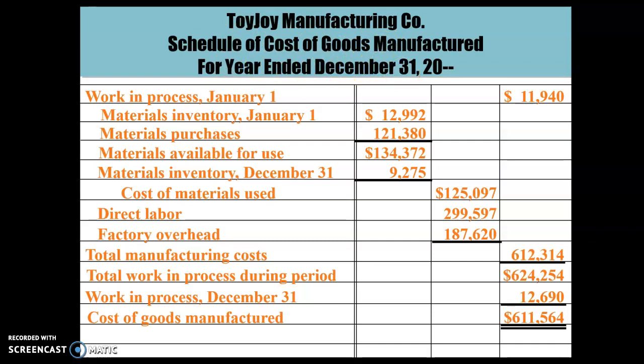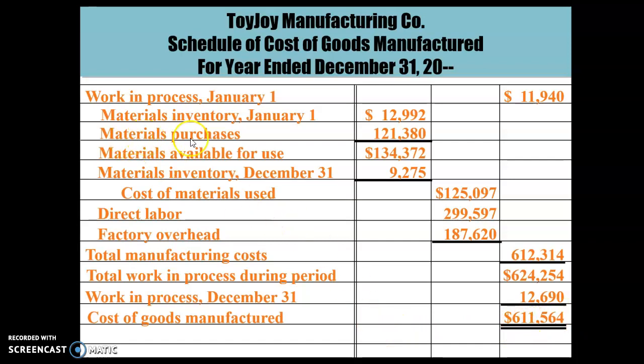Now, the schedule of cost of goods manufactured goes through the work in process account. It's the beginning work in process plus what went into the work in process, what got debited to the work in process, which is direct materials, direct labor, and the applied overhead. And so those things that went into the account are added to the beginning balance of the account. Then we subtract the ending work in process balance, and we get our cost of goods manufactured. That's how that number gets there.